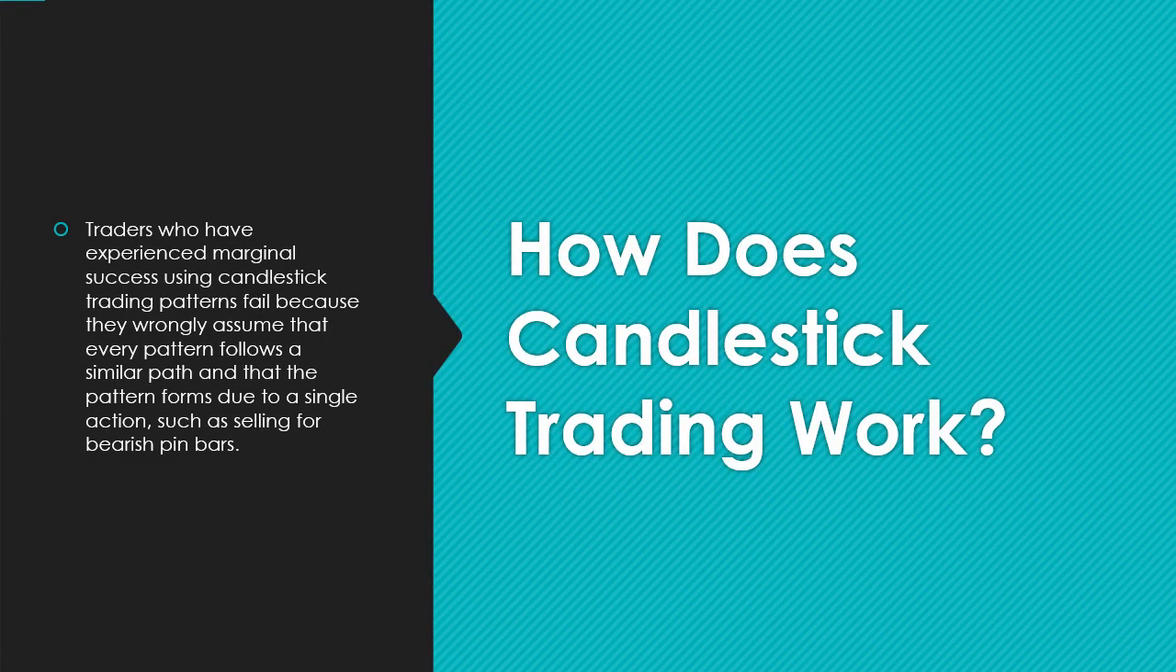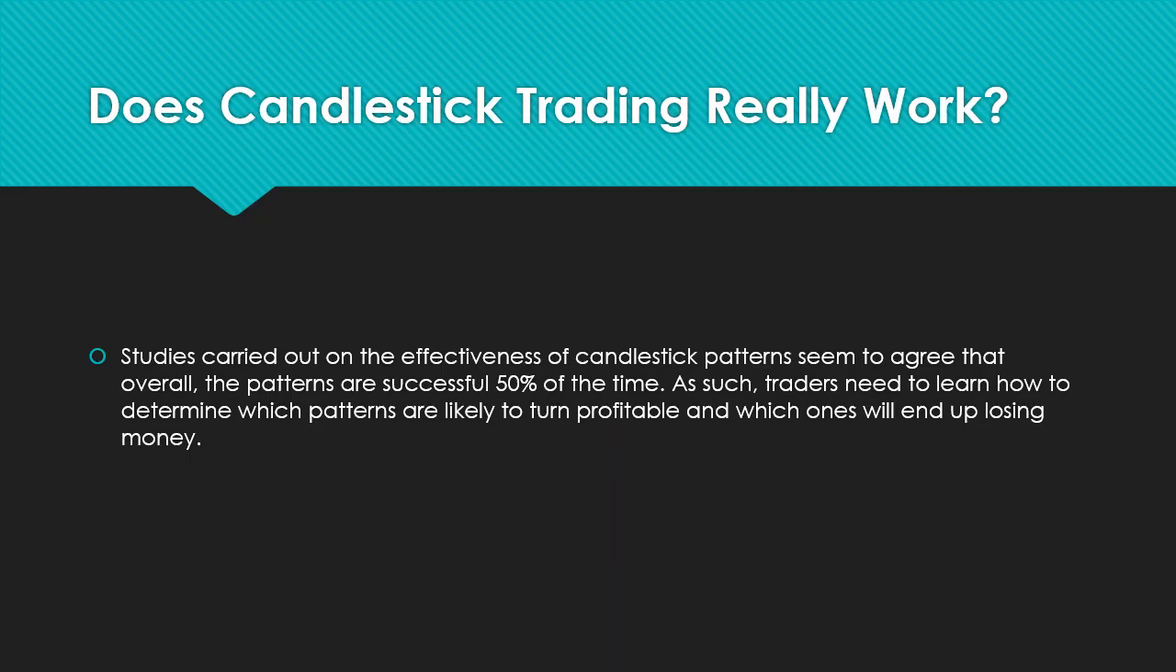Traders who have experienced marginal success with trading using candlestick patterns fail because they wrongly assume that every pattern follows a similar path and that the pattern forms due to a single action, such as selling or bearish pin bars. Studies carried out on the effectiveness of candlestick patterns seem to agree that overall the patterns have a success rate of 50% of the time. Well, if we got 50-50 success, it's like having nothing. 50% right, 50% wrong.